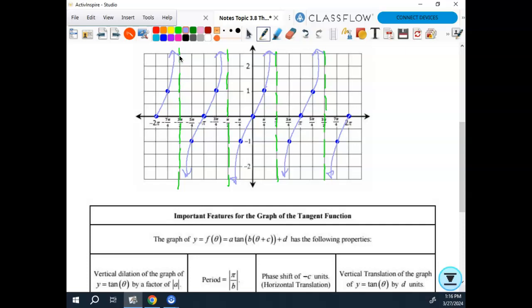And midline, we're going to pretend like we have a midline when we do these and draw in what I call the fake midline because it still helps us just like it did on the other ones, okay? Now, another difference here is what is the period?